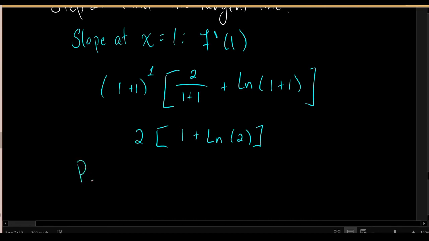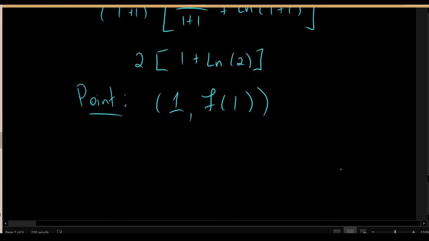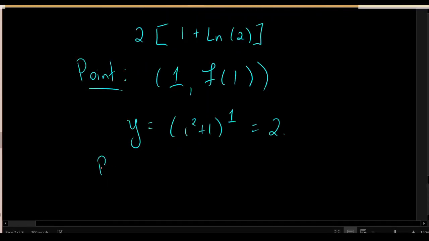Next, we need to find the point on the tangent line. We know that x is equal to 1. Now we need to figure out the y value. The y value is given by the output of the original function. So the y value is equal to 1 squared plus 1 to the power 1. The y value is equal to 2. So the point on the tangent line is the point (1, 2).